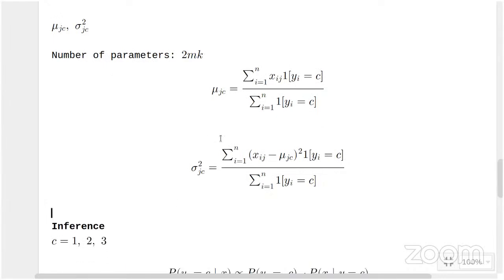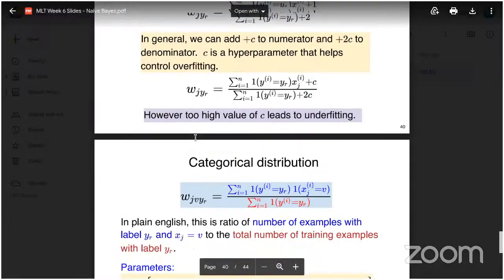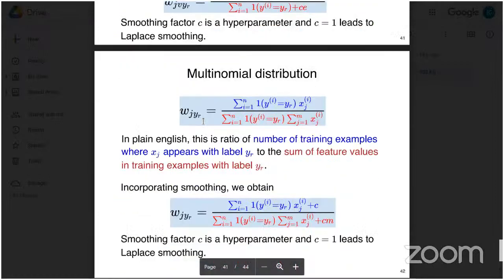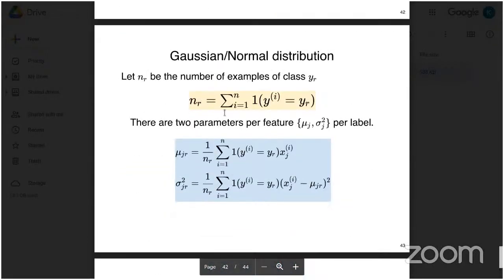So, sir, the mu jc will be a matrix of m cross k. Yeah, it will be a matrix of size m cross k, and this sigma square also will be m cross k. Let's just make sure, because these are all crazy formulas, that we are not making any mistake.